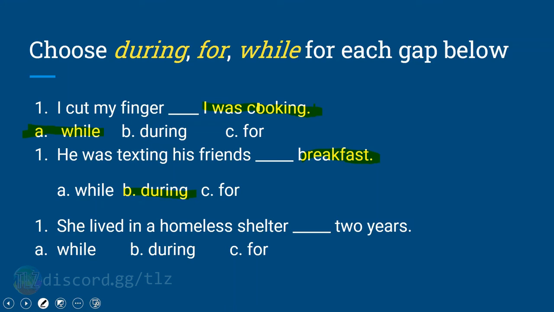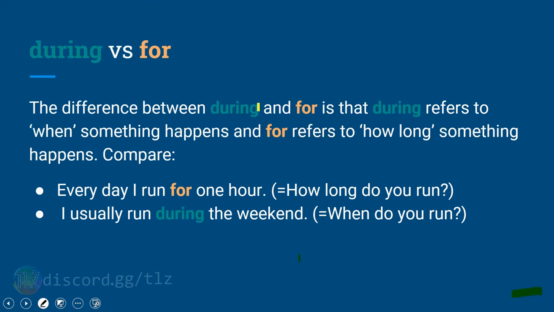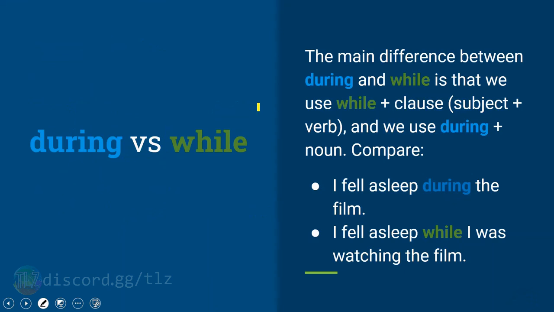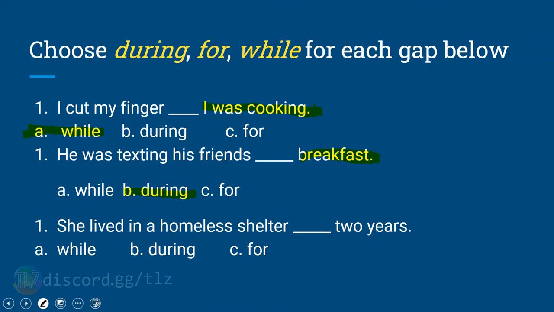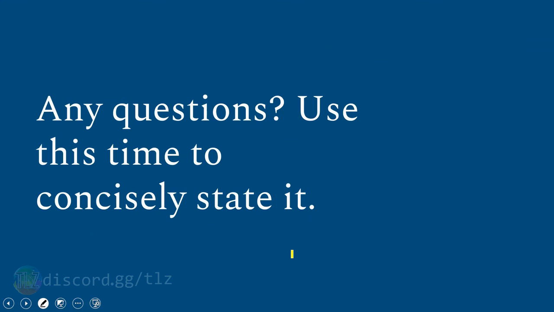Now, you might actually just make the mistake of saying during 2 years. That's actually not it. If you remember what we said, for is asking the question how long. So, how long did she live in a homeless shelter? She lived in a homeless shelter for 2 years. So, there you go. That's your answer.